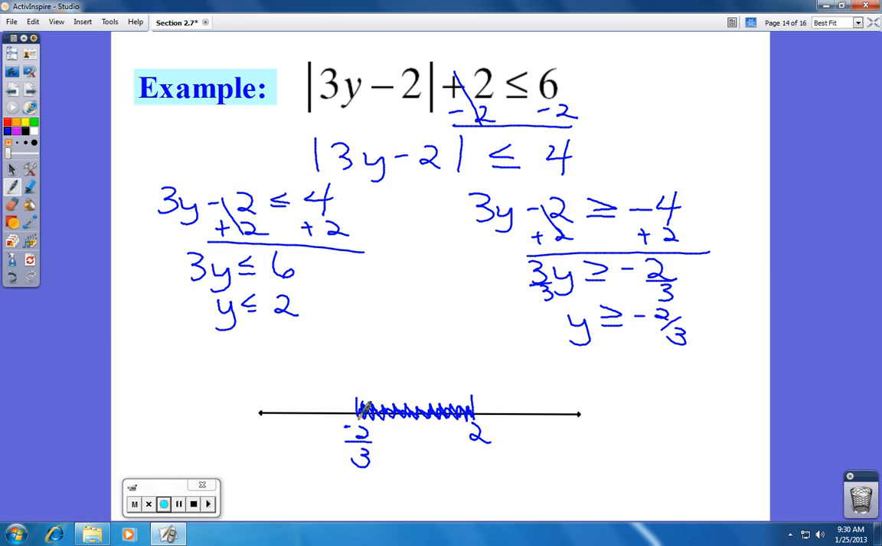And we're going to include the numbers here, both will have brackets because it is or equal to. So this interval will include, when we move left to right, our shading starts here at negative 2 over 3. So we're going to have bracket negative 2 over 3, comma. Our next number will be 2, and we'll enclose it with another bracket.